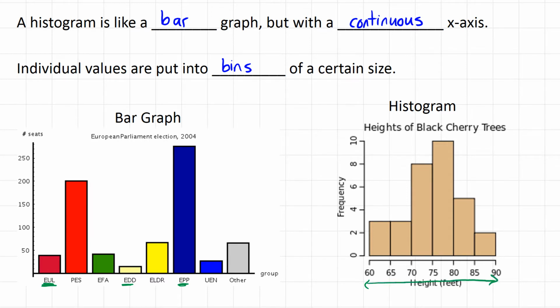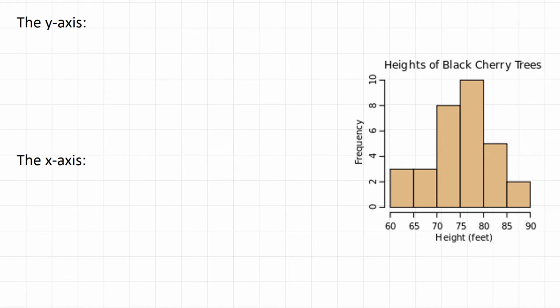So on this histogram showing the heights of trees, you see that there's a continuous string of numbers from 60 to 90, and in this case, 60 to 90 feet. Every histogram that we look at is going to be following this certain pattern with the x and y axis. So the y-axis is always going to have what we call the frequency.